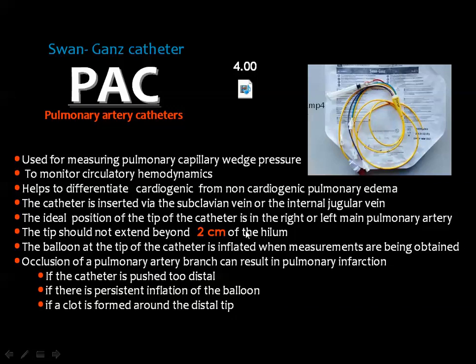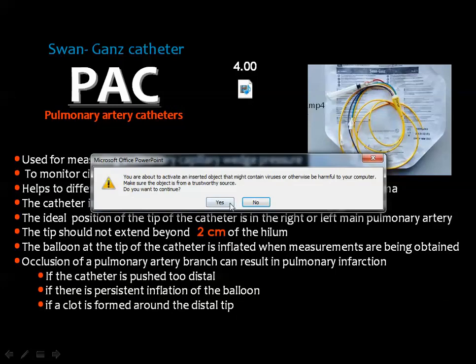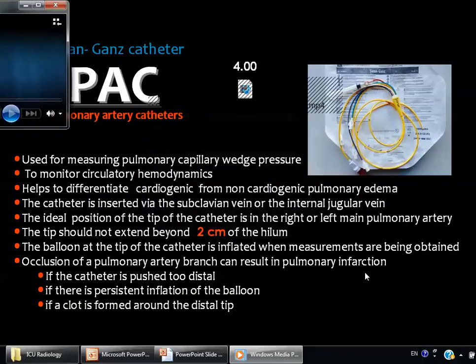Then the catheter has a balloon at its tip and is inflated only when measurements are being obtained. An occlusion of the pulmonary artery branch by this inflated balloon can result in pulmonary infarction. This can happen if the catheter is pushed too distal, if there is persistent inflation of the balloon, or if a clot is forming around the tip of the catheter. Then have a look at this Swan-Ganz catheter.